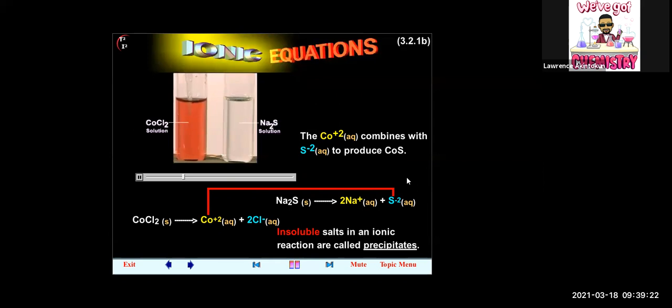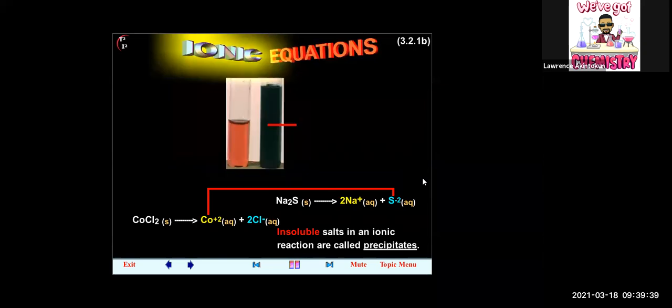An aliquot of cobalt(II) chloride solution on the left is added to sodium sulfide solution on the right, resulting in the formation of a dark precipitate. Hence, CoS appears as a black precipitate.